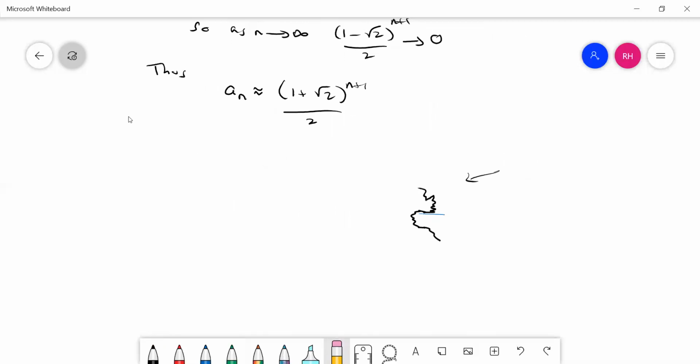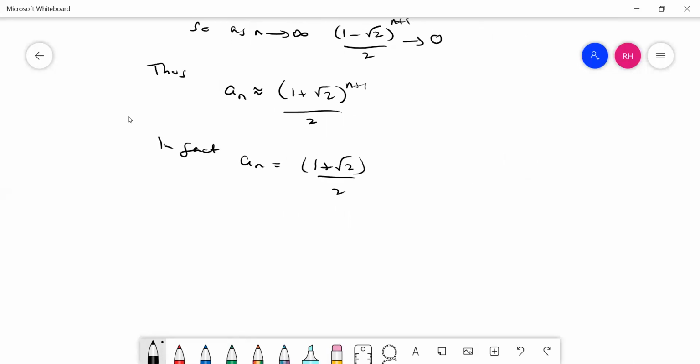Let's get this off here. In fact, I think you can show that A_n equals (1 plus root 2) to the n plus 1 on 2, with these two marks here. We know A_n is an integer, because it's just a counting problem. So what I'm saying is, if you've got a number y, this denotes the closest integer to y.